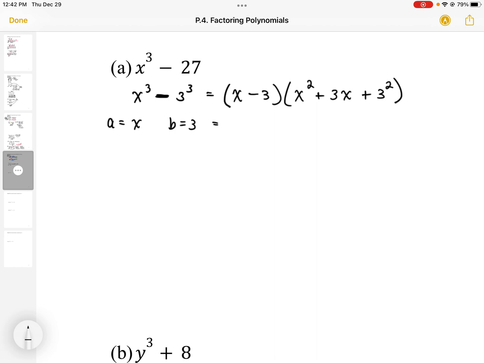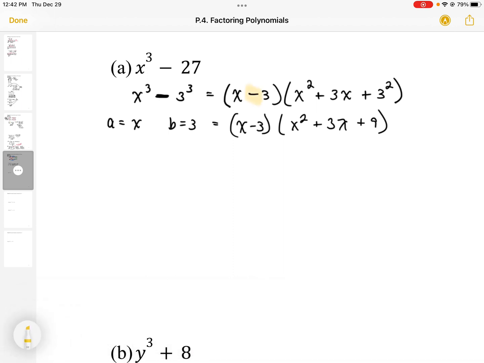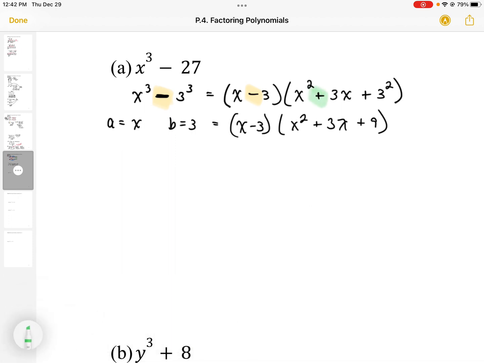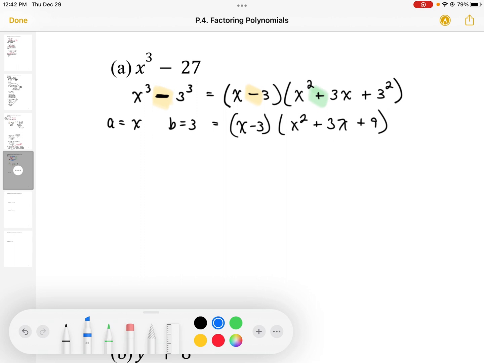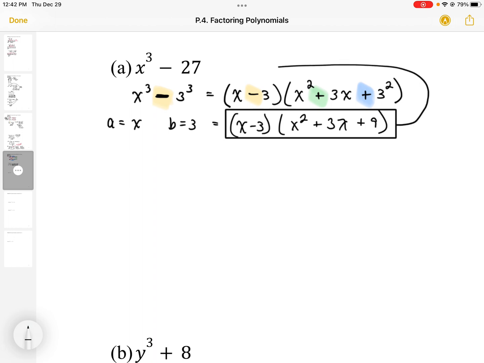Let me rewrite that, because I don't like giving my final answer as 3 squared. I'm going to write that as 9. So let's check our signs. We have the same sign, we have a different sign, and then our last sign is a plus. Same, different, plus. So this is going to be our answer factored. And we could distribute that out and combine like terms, and you will find that we get x cubed minus 27.